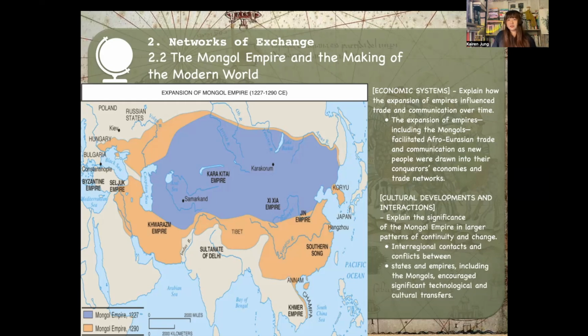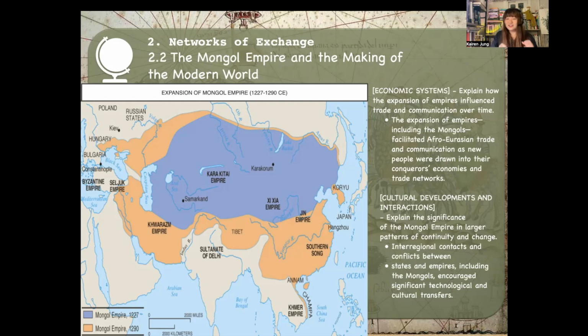The economic systems you're going to have to know. Explain how the expansion of empires influenced trade and communication over time. For example, the expansion of empires, including the Mongols, facilitated Afro-Eurasian trade and communication as new people were drawn into their conquerors' economies and trade networks. The cultural developments and interactions: explain the significance of the Mongol Empire in larger patterns of continuity and change.